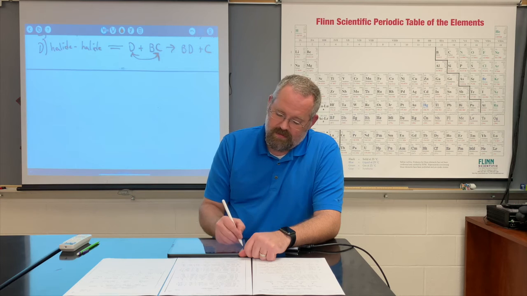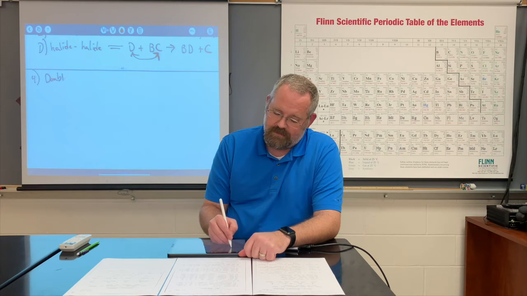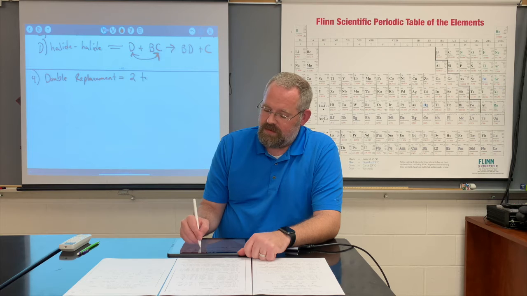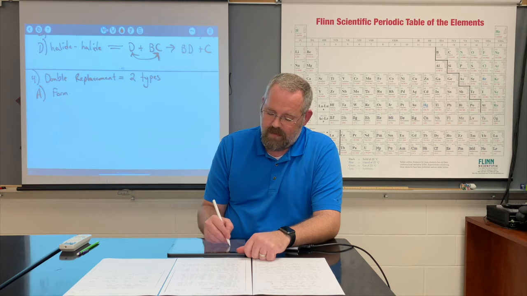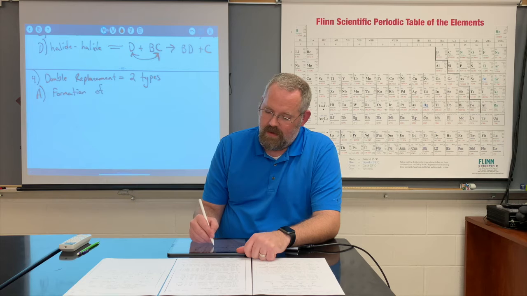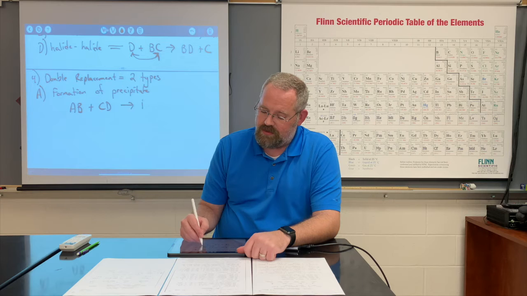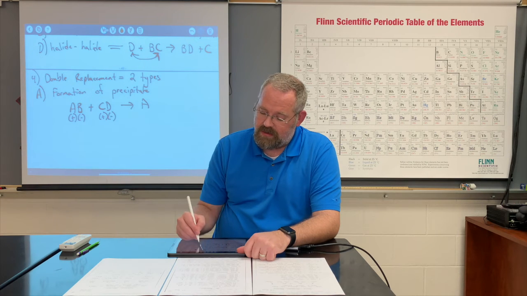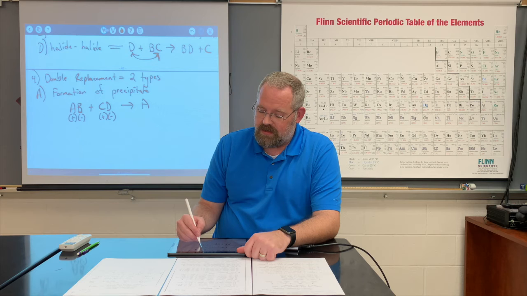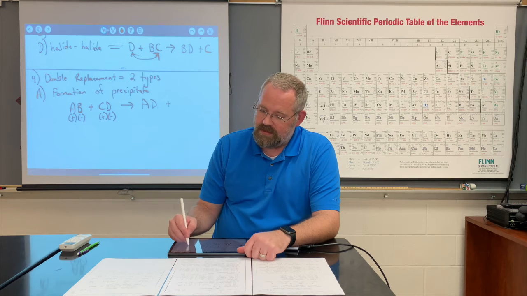The next thing we talked about was double replacement or double displacement. We went over two types of double replacement. First kind was formation of a precipitate. And again, your positives and your negatives are the most important on these, making sure that you understand which ones are cations and which ones are anions, and who's going to fit with who. In this particular case, your B and your D will switch places to give you a compound AD plus CB.